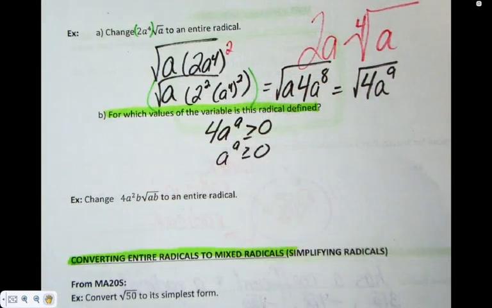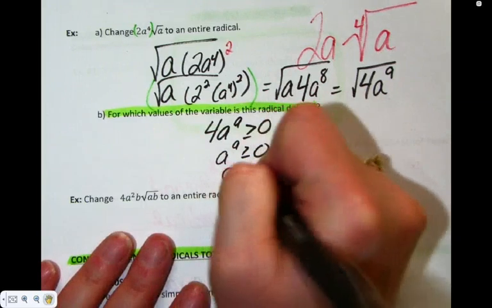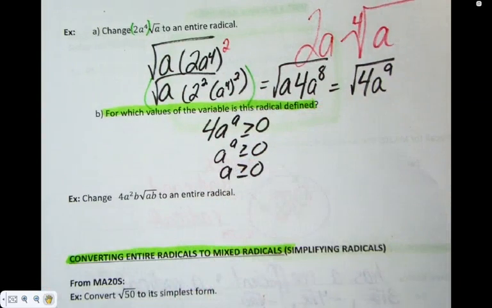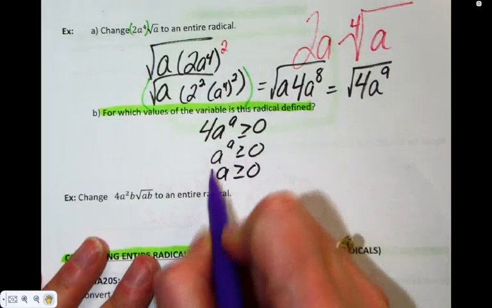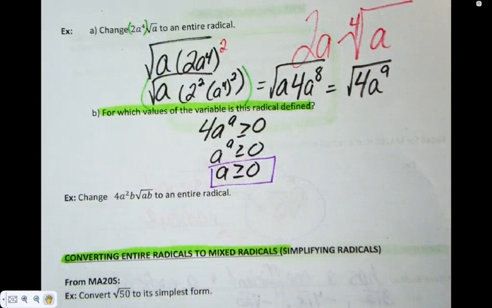How do I get rid of an exponent of 9? I ninth root it. Well, what's going to happen on the other side when I take any kind of root of 0? So this is telling you that a has to be greater than or equal to 0. That's what the question is asking when it says, for which values of the variable is the radical defined?